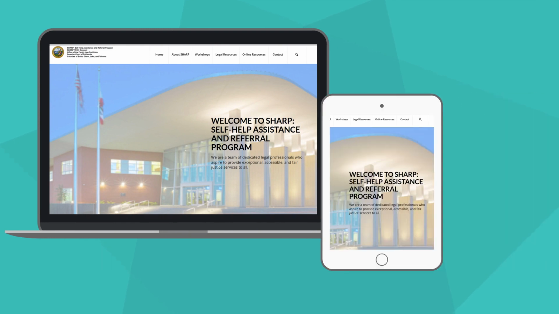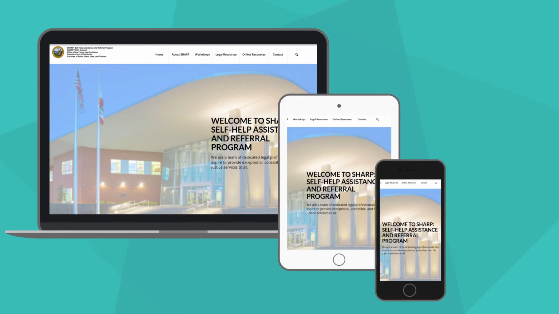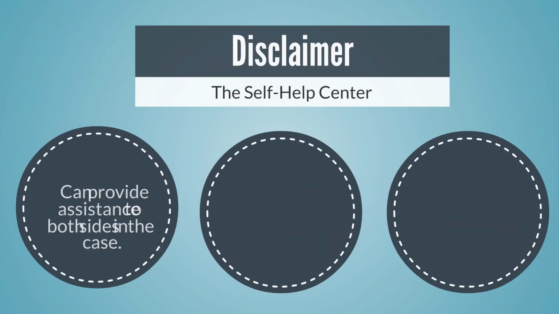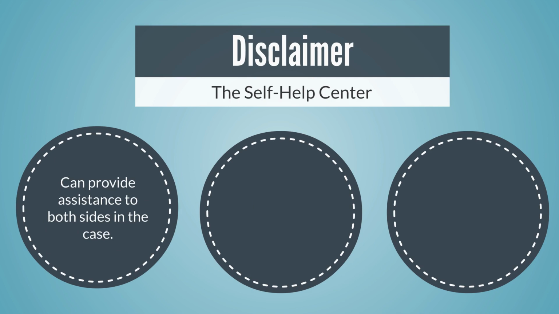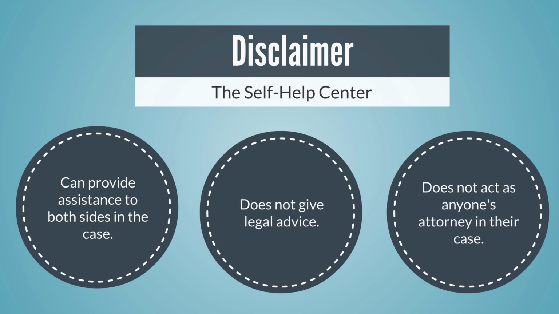You can start the process today using a computer, tablet, or a cell phone. Or you can visit the Court Self-Help Center and use one of our computers. The Self-Help Center can provide assistance to both sides in the case, does not give legal advice, and does not act as anyone's attorney in their case. Our services are only available if you do not have an attorney.